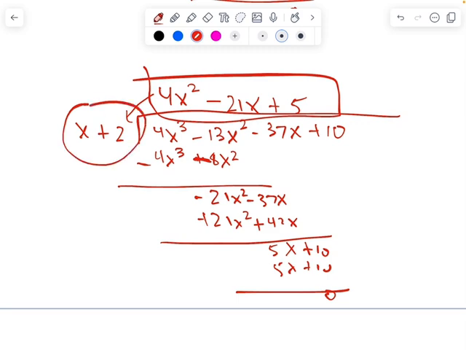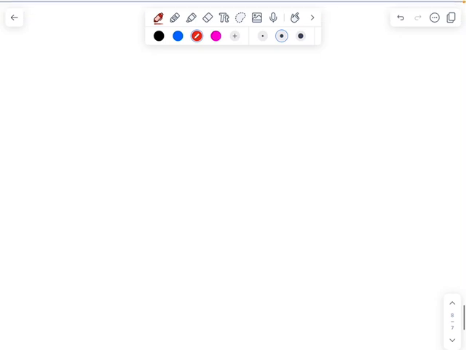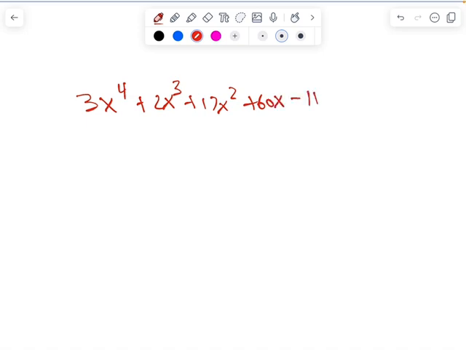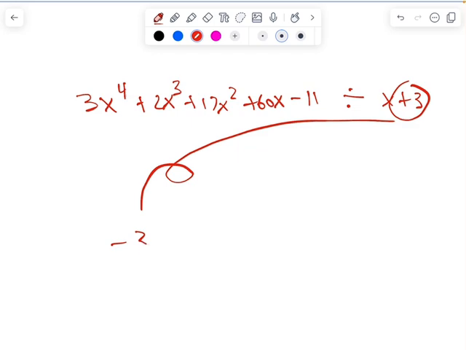Okay, let's go do some synthetic division now. So now we have this polynomial, 3x to the 4th plus 2x cubed plus 17x squared plus 60x minus 11, and we're dividing that whole thing by x plus 3. All right, so synthetic division, see that plus 3? We're going to flip that to minus 3.